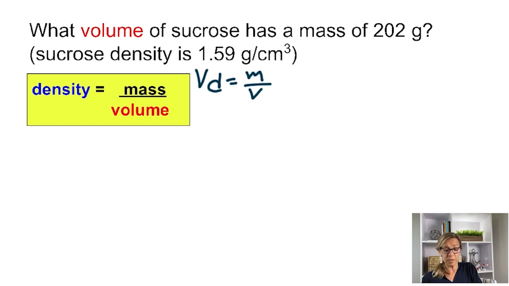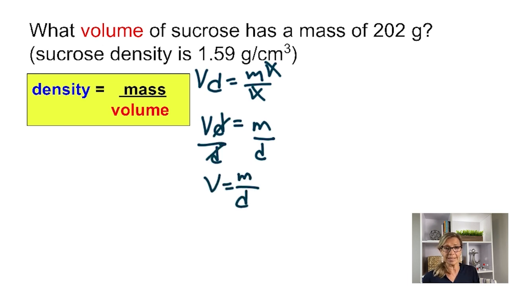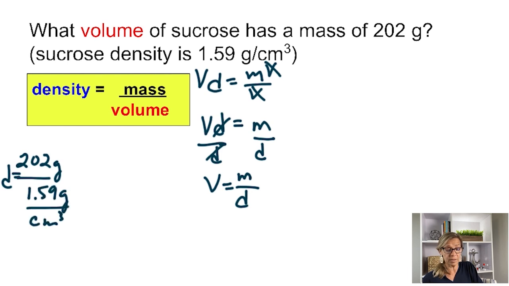So the first thing I'll do is multiply both sides by volume. So I'll get volume times density equals mass, because those cancel. All right, and then I'll divide both sides by density to get volume by itself. So they'll cancel over here and we'll get mass over density. So all we have to do is take the mass of this, I'm going to write it over here, 202 grams divided by the density, which is 1.59 grams per cubic centimeter.